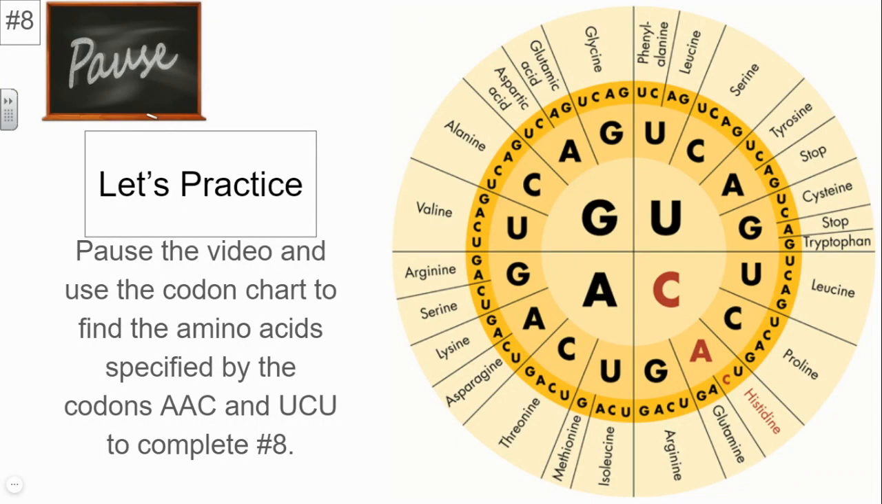Take a moment and pause your video. Use your codon chart to find the amino acids specified by the codons AAC and UCU to complete number 8 in your KCS at Home resource.